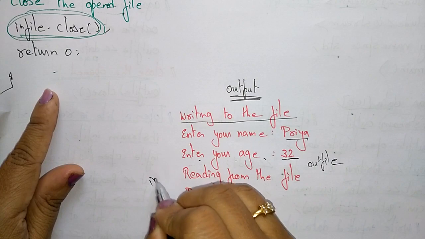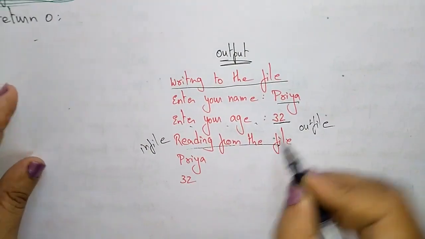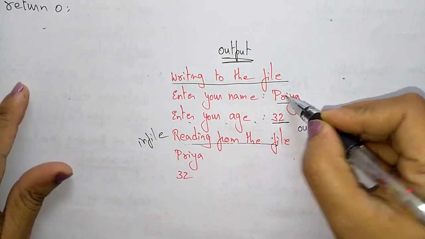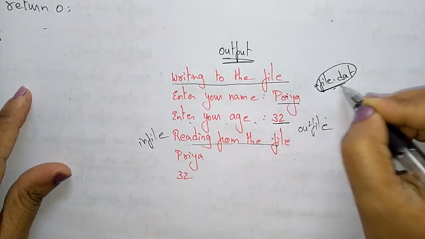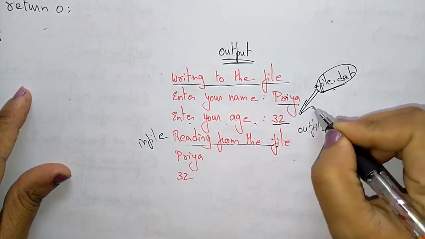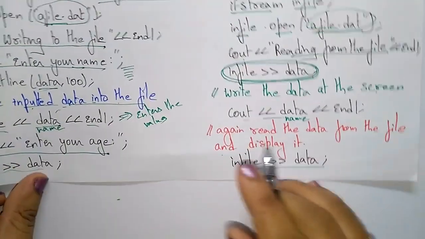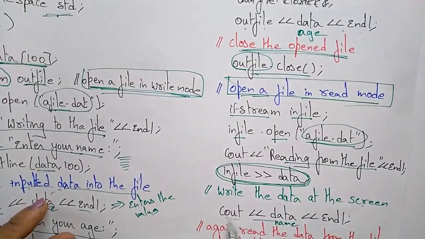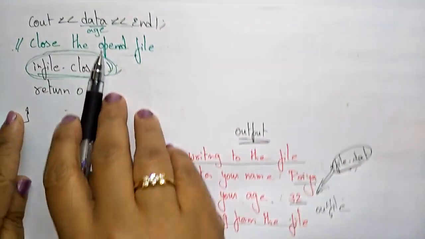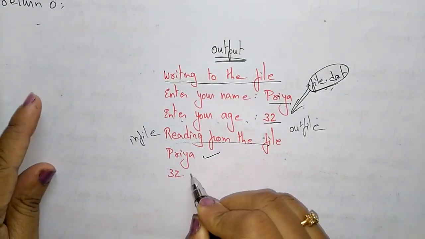Again I open the infile, reading from the file. Whatever data is present in the out file, that is file.dat, this data will already be present. That data will be read, and I mention here to display it. Read the data from the file and display it. How will I display? Cout data, whatever I have read, and here also cout data, whatever I have read, that is the name and age. The name is Priya and the age is 32.